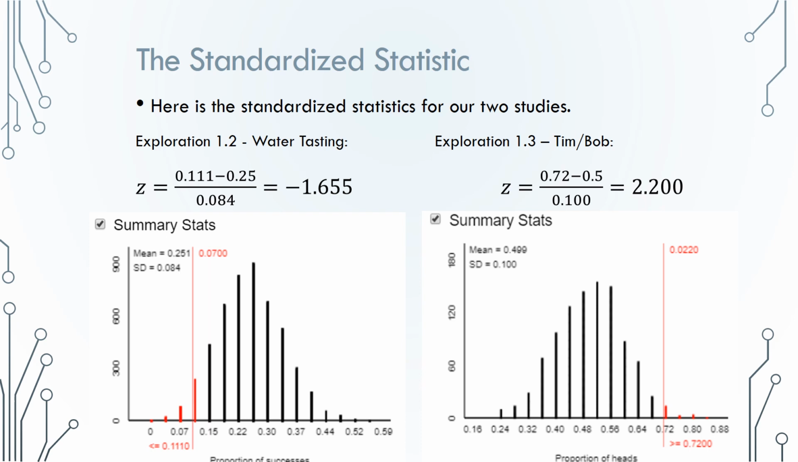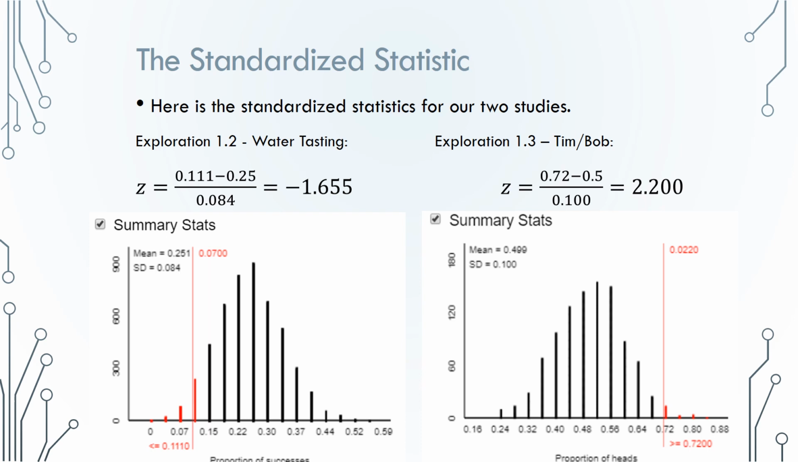In the Bob and Tim exploration, let's pretend we use a class with 18 out of 25, selecting Tim as the face on the left. Then, the observed statistic is 18 out of 25, or 0.72. The null value in this case was 0.5, and according to the null distribution for these data, seen at right, the standard deviation is 0.10. This gives a standardized statistic of 2.2.